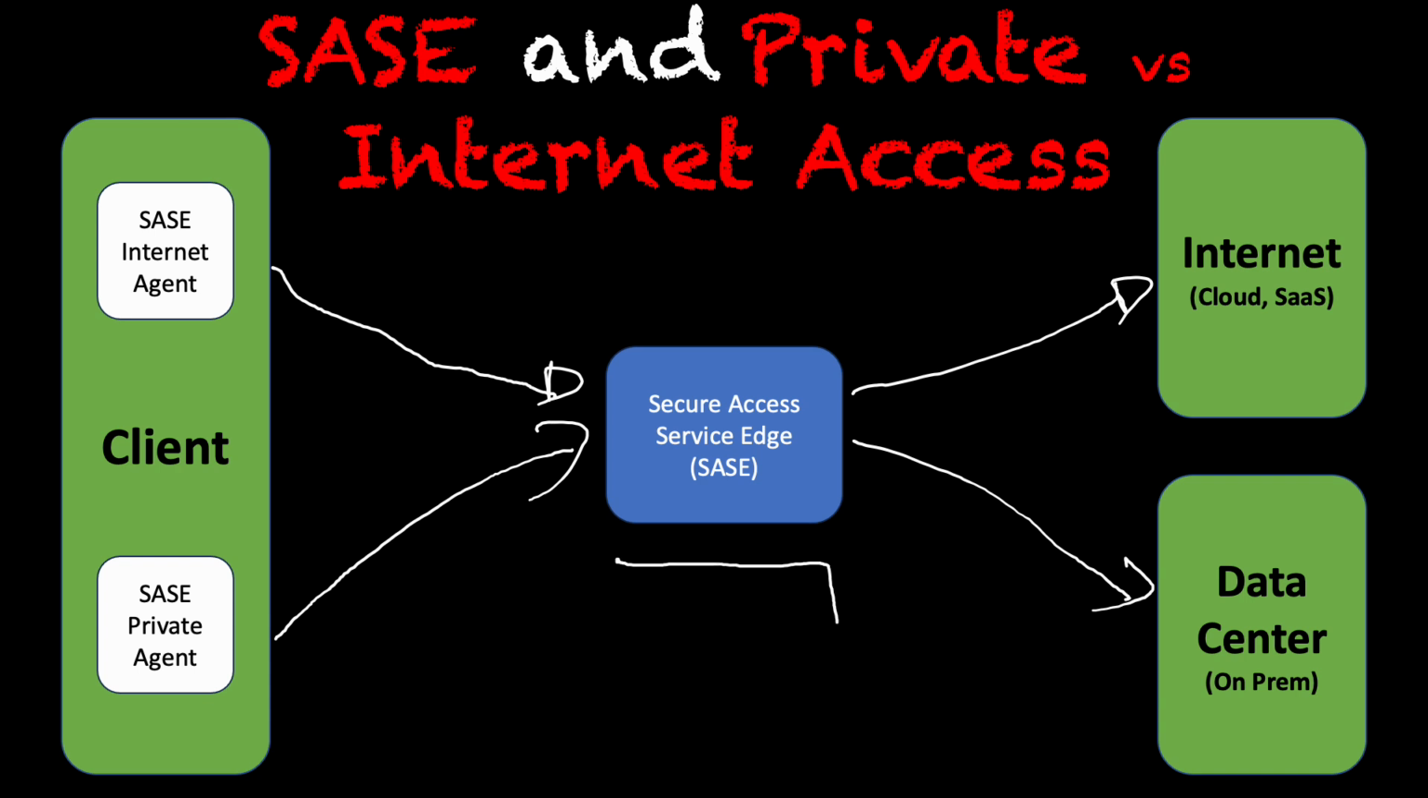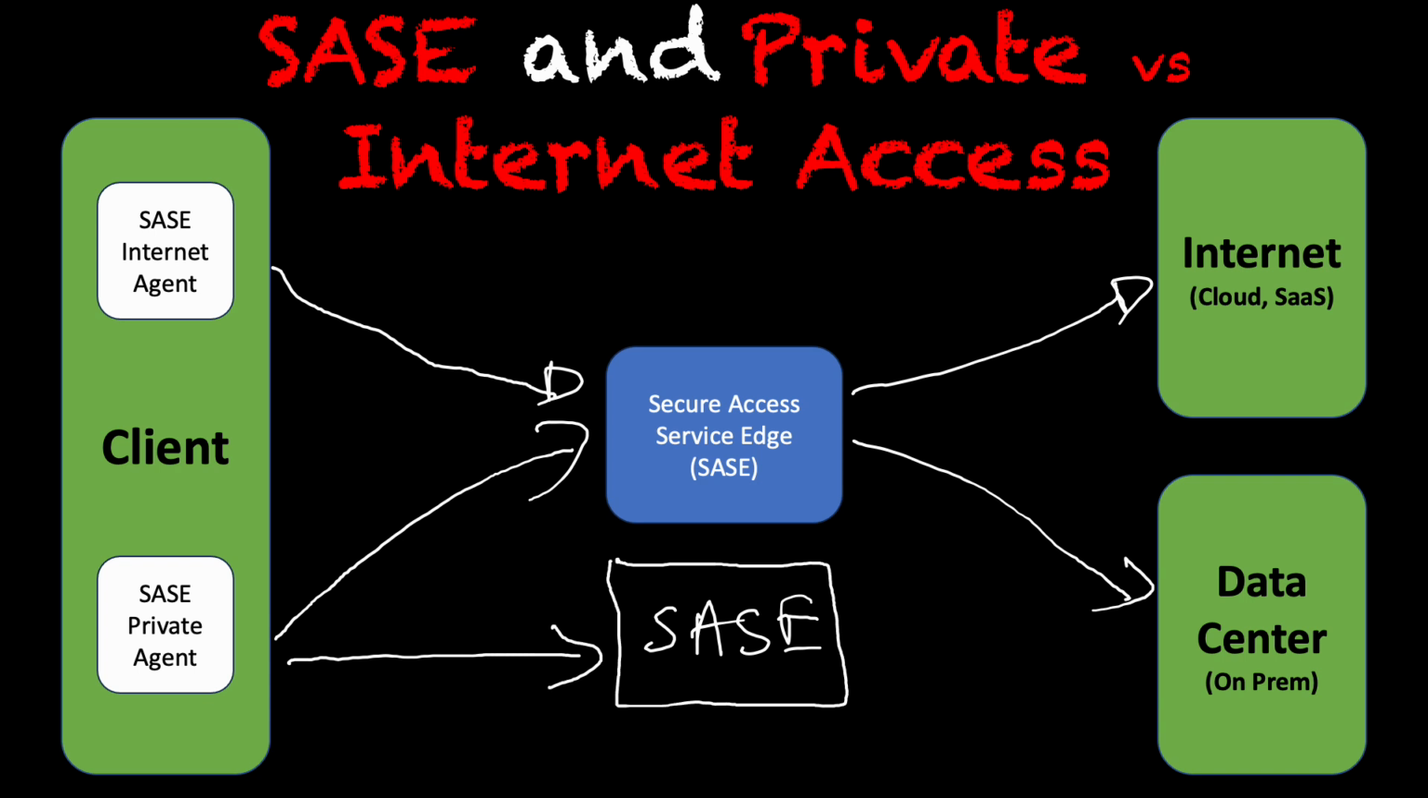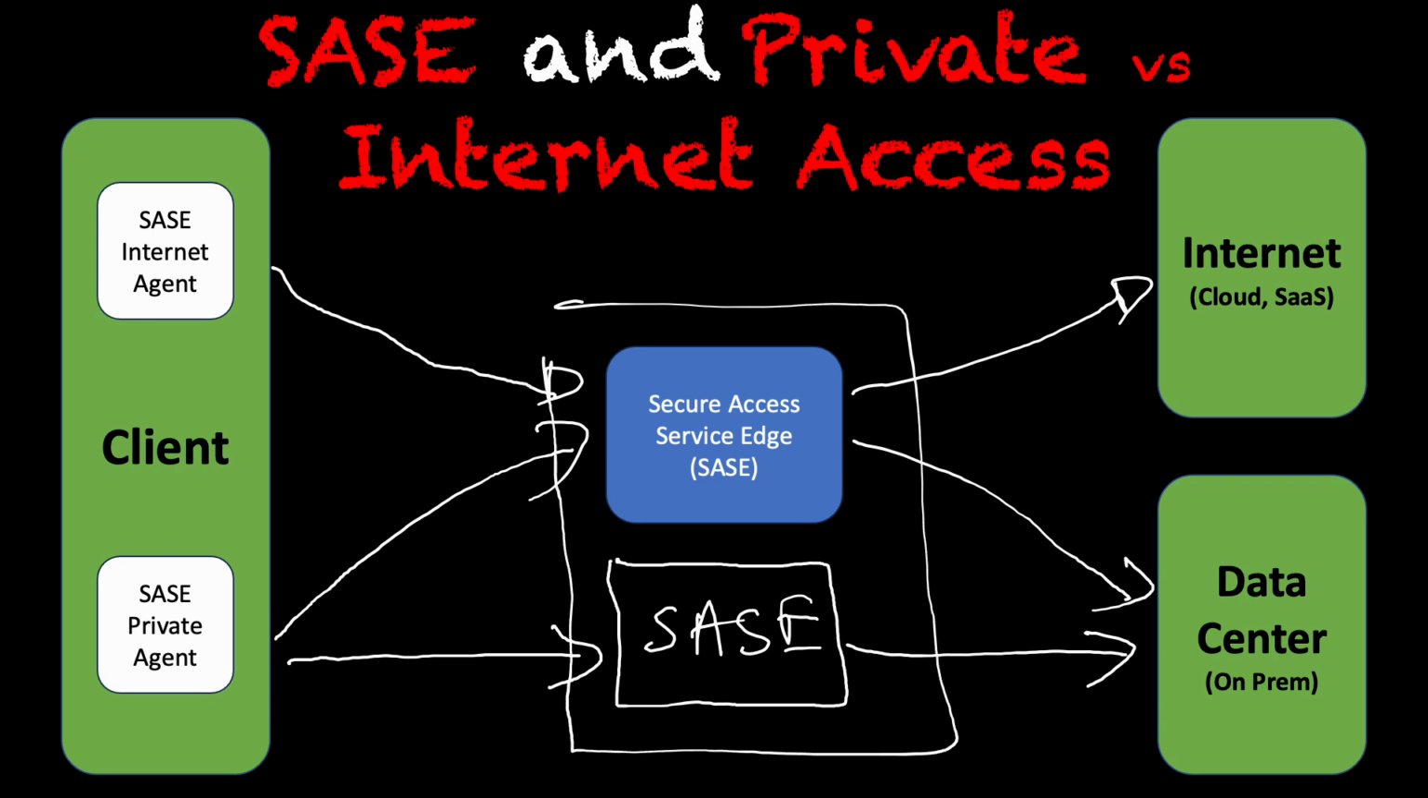Something else I want to add is that some vendors actually use two different SASE platforms. They have a SASE platform that caters specifically for internet access, and another that specifically caters for traffic going to the data center. Some customers utilize a single platform offered by the vendor. So there are different options here.